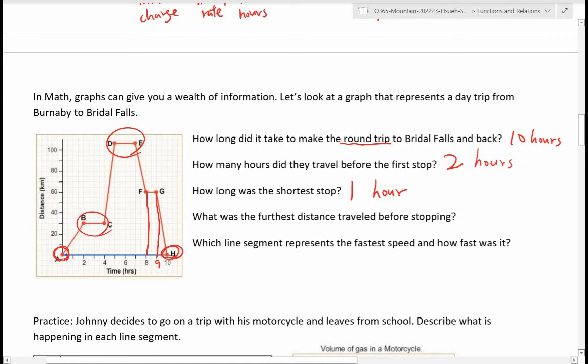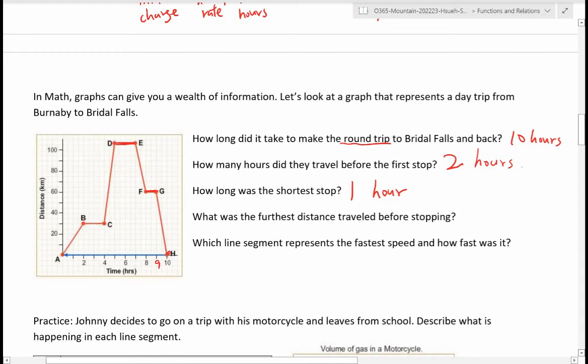What was the furthest distance traveled before stopping? So the furthest distance traveled before stopping. Again, that means we're looking at two pieces, right? This portion, that portion, that portion, and that portion. Which part would have the furthest distance before stopping? So again, there's the stop, that's one piece. That's a stop, so that's a distance traveled. That's a stop, distance traveled, and obviously when you return home, you stop. So it looks like this one would have the furthest distance, because that is the longest line.